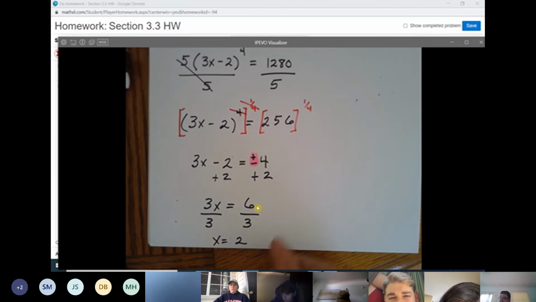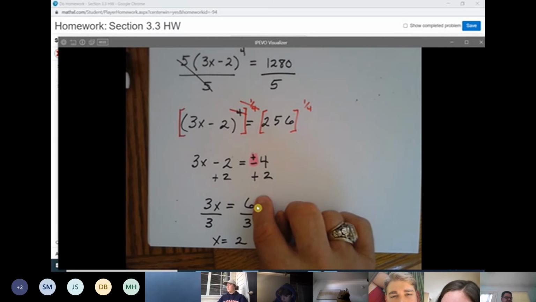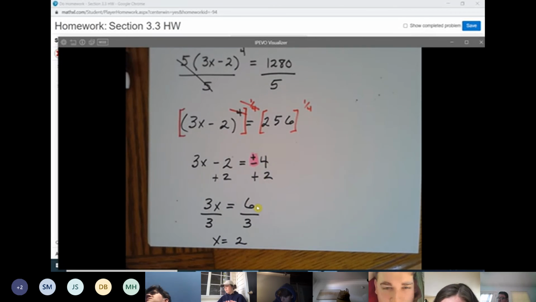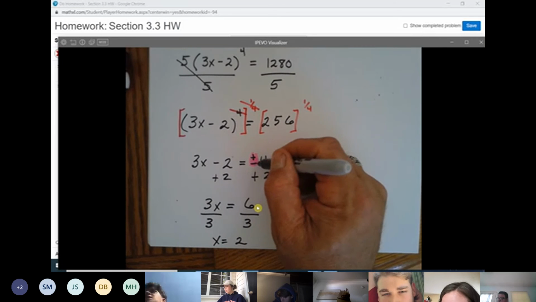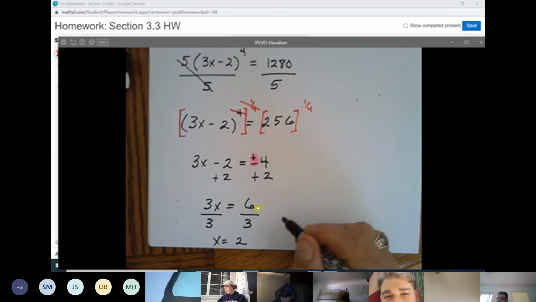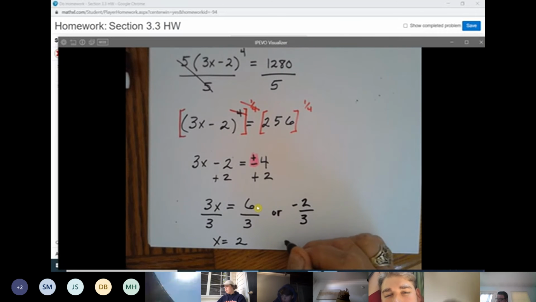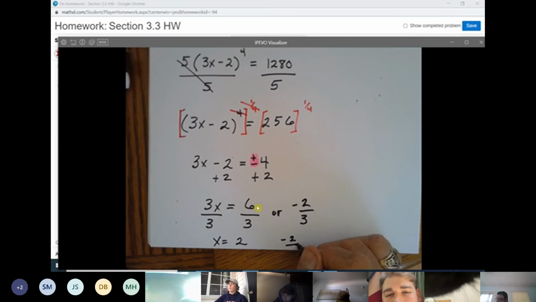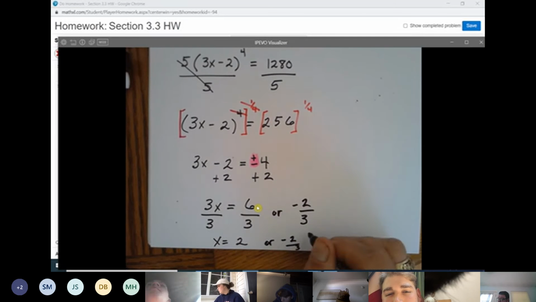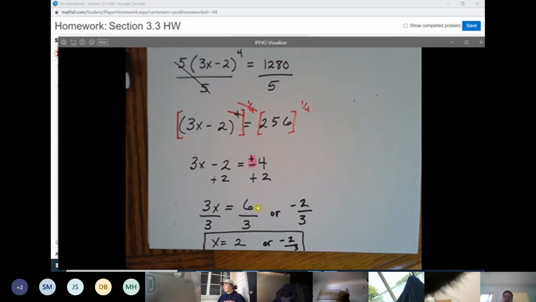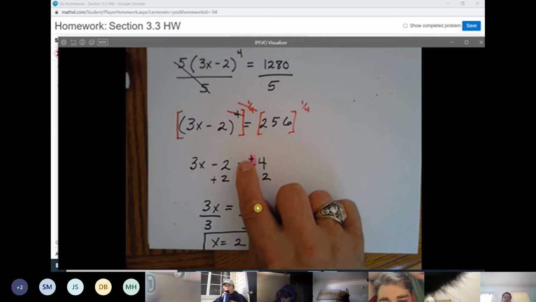So this is going to be 4 plus 2 is 6, and 6 divided by 3 is 2. Or negative 4 plus 2 is negative 2, and negative 2 divided by 3 is negative 2/3. Is that a common mistake? Yes, people make that mistake all the time. Make sure you put a positive or negative right there.